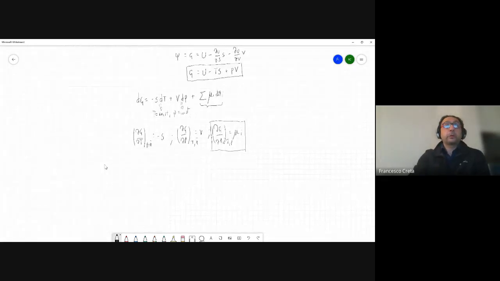Now, each of those, as I said the other day, is useful in particular circumstances. For example, the Gibbs energy is particularly useful when you have things like temperature and pressure kept constant. In fact, let's go back now to the concept of equilibrium.